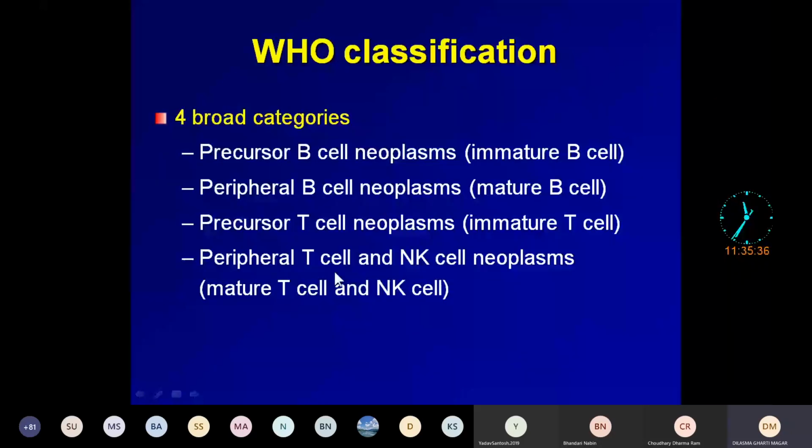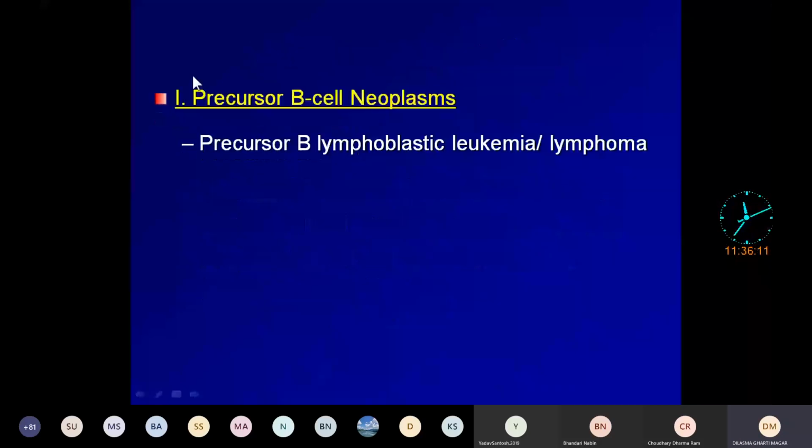So whenever the word peripheral comes, we will see the mature cells, and whenever precursor comes, we will see the immature cells. So broad categories: precursor B cell neoplasm, immature B cell; peripheral B cell neoplasm, the mature B cell; precursor T cell neoplasm, the immature T cell; and peripheral T cell and NK cell neoplasm, the mature T cell and NK cell. You just have to remember all these.